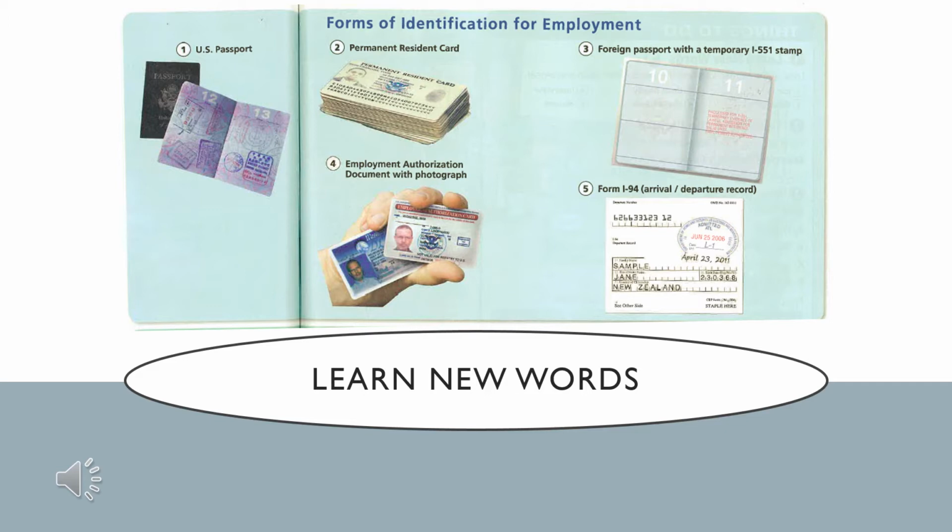1. U.S. passport. 2. Permanent resident card. 3. Foreign passport with a temporary I-551 stamp. 4. Employment authorization document with photograph. 5.